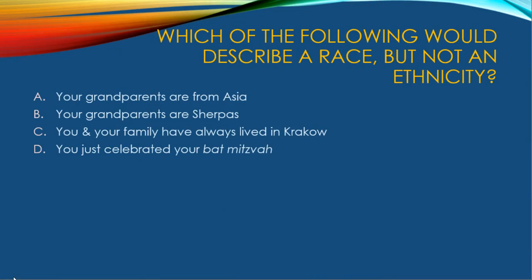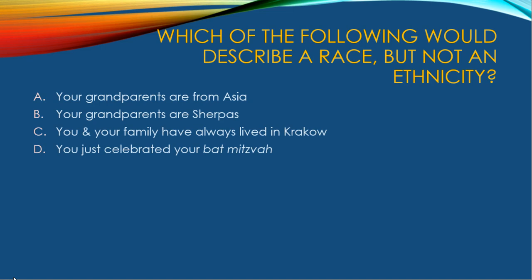All right, so which of the following would describe a race but not an ethnicity? Your parents are from Asia, your grandparents are Sherpas, you and your family have always lived in Krakow, which is in Poland, you just celebrated your bat mitzvah. Well, if you are a Sherpa, that is actually a group of people, right? That is an ethnicity. They live in Nepal, by the way, in case you were interested. If you have always lived in Krakow, your family has lived there, your ethnicity may be Polish, right? Now, there may be a sub-ethnicity in that as well. Maybe you come from a particular neighborhood that you identify with, but that is an ethnicity, right? If you just celebrated your bat mitzvah, being Jewish is an ethnicity, right?